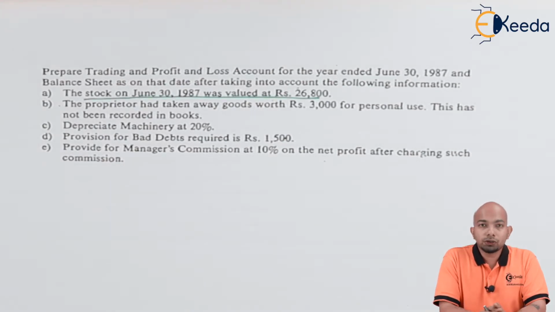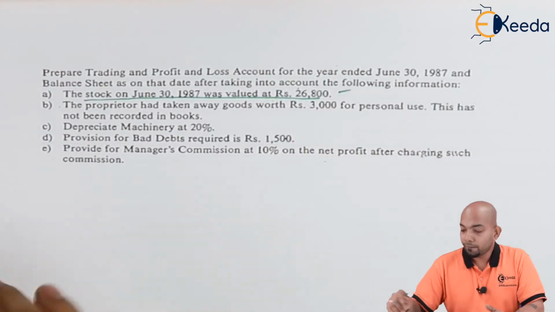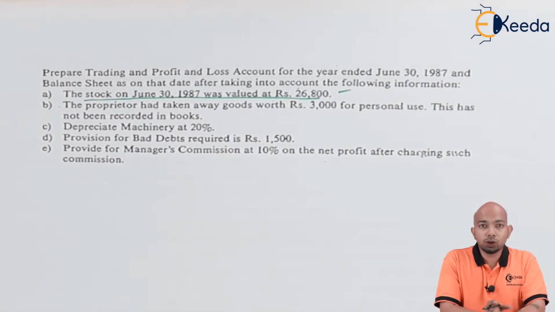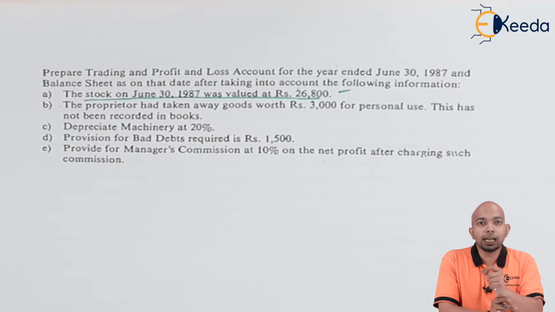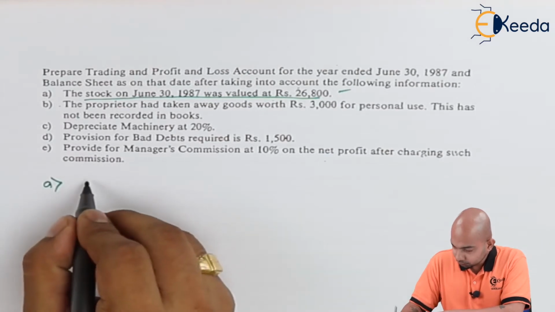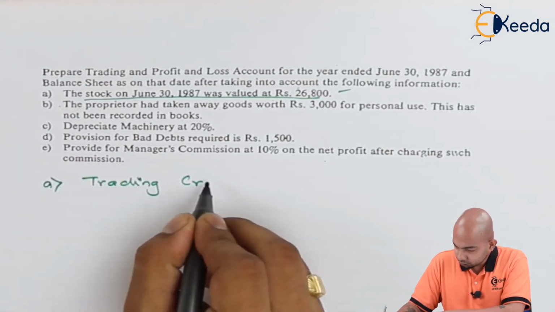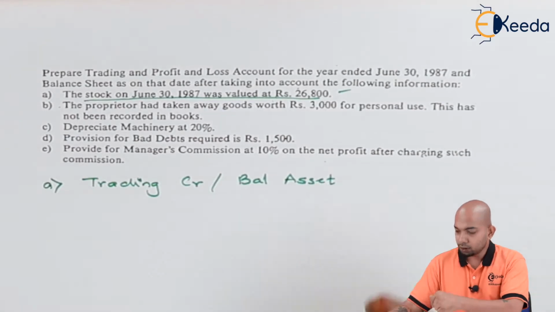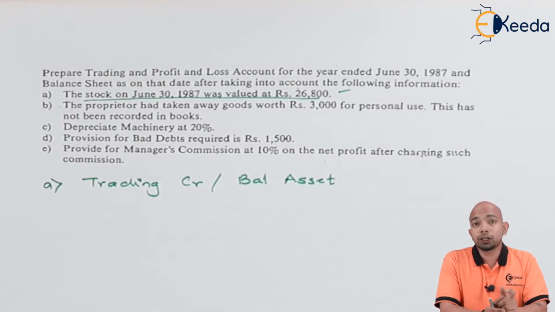The stock on 30th of June 1987 was valued at 26,800. Now this adjustment refers to closing stock adjustment. Hence, the first effect will be that you will have this specific item mentioned on the credit side of the trading account and also on the balance sheet asset side. I'm mentioning down the effects here so that you can also jot down these details. It will be very easy for you to understand which accounts are getting affected, so that the amount can be kept in the inner column itself.